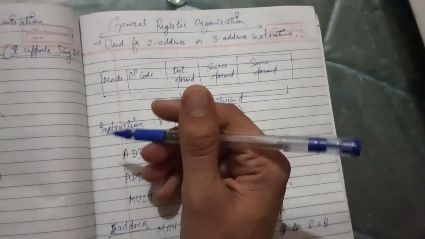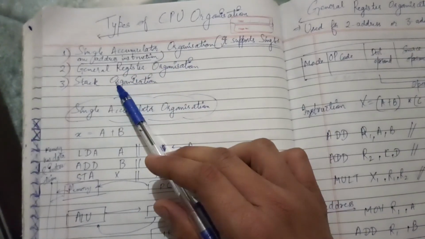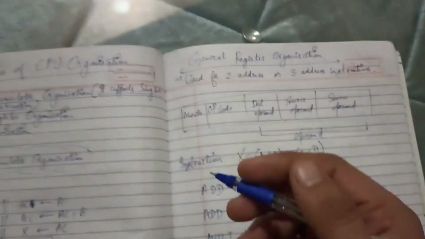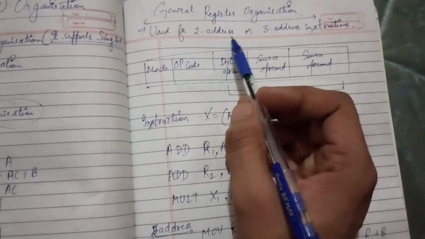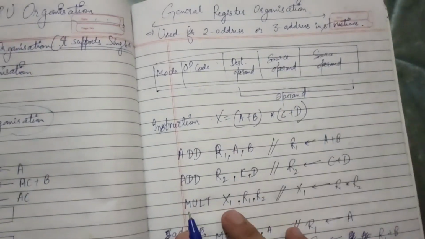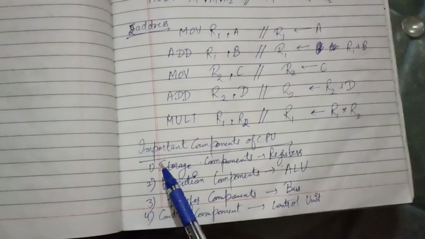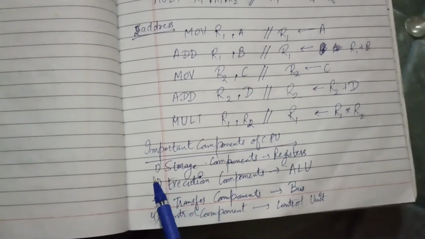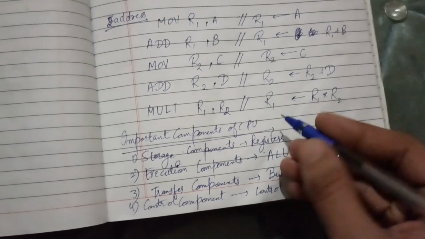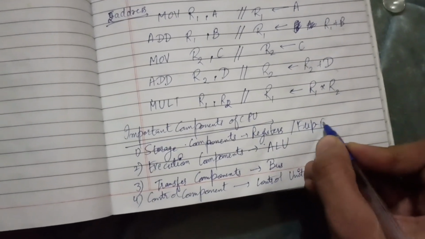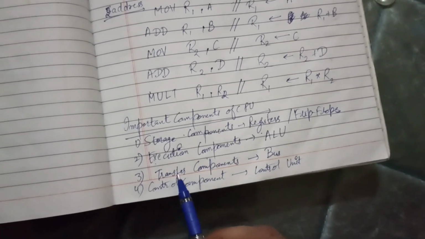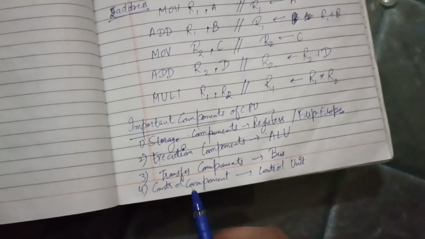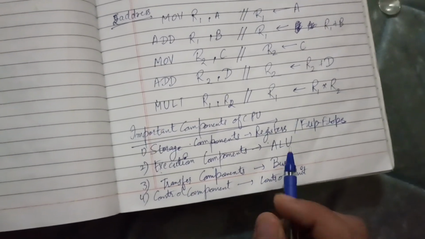Register Organization. It is a type of CPU organization, like single accumulator, general register and stack organization. We are going to discuss General Register Organization today. It is used for 2 address or 3 address instructions. Let's first see the important components of the CPU. First, storage components: registers, or flip-flops. Execution component: ALU. Under transfer components we have bus, and under control component we have control unit.